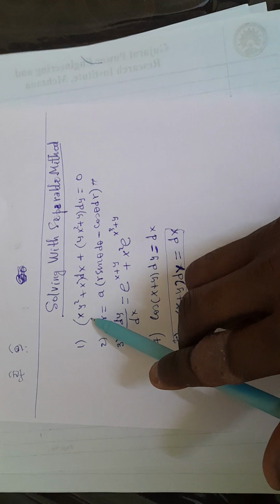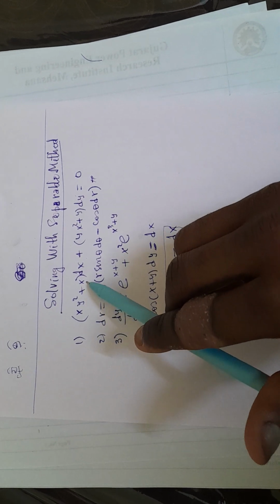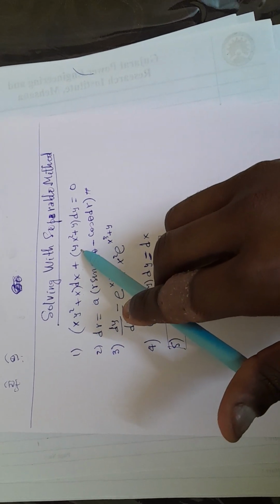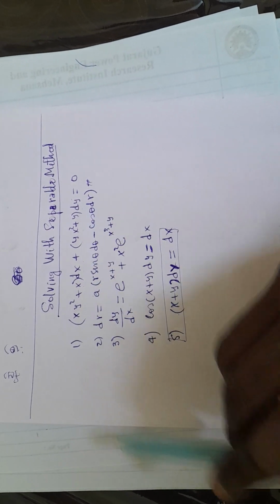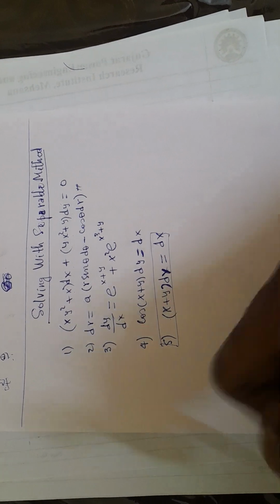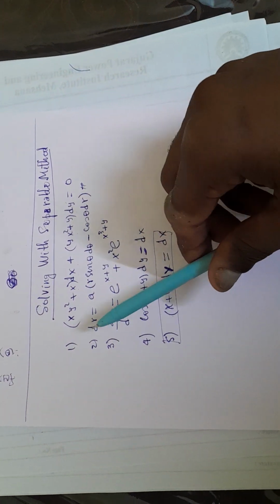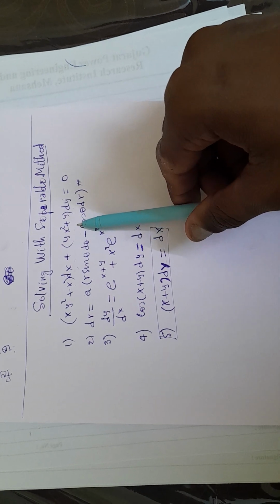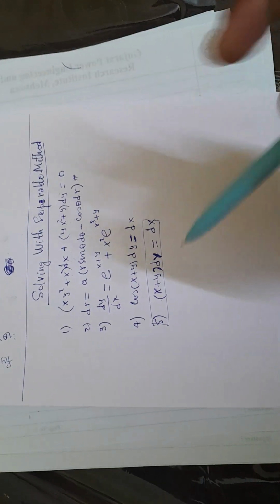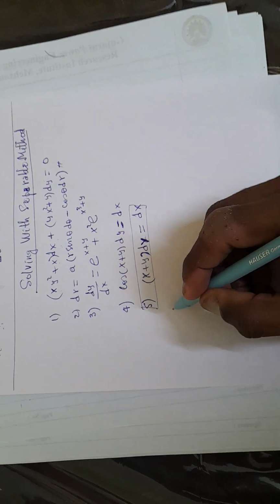Suppose here we have x y squared plus x dx and y x squared y dy. The separable method is nothing more than separating, so that the function of x is with the differential of x and the function of y is with the differential of y. In this way, let us solve this one.